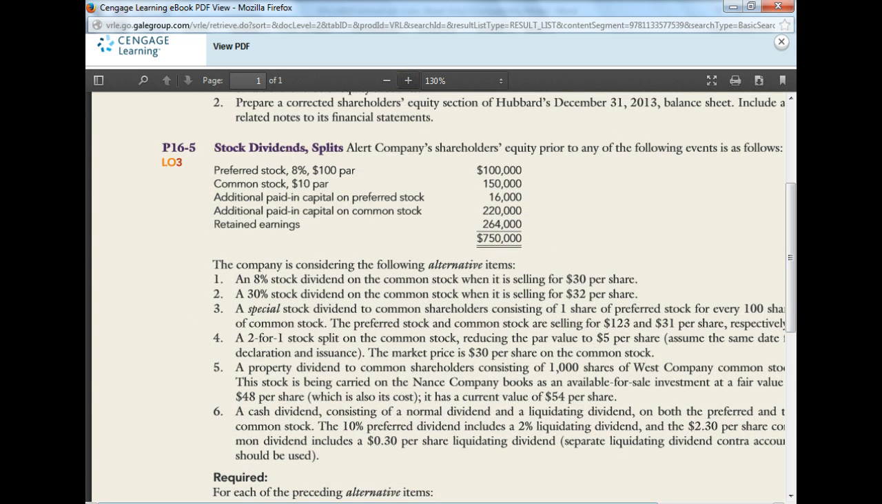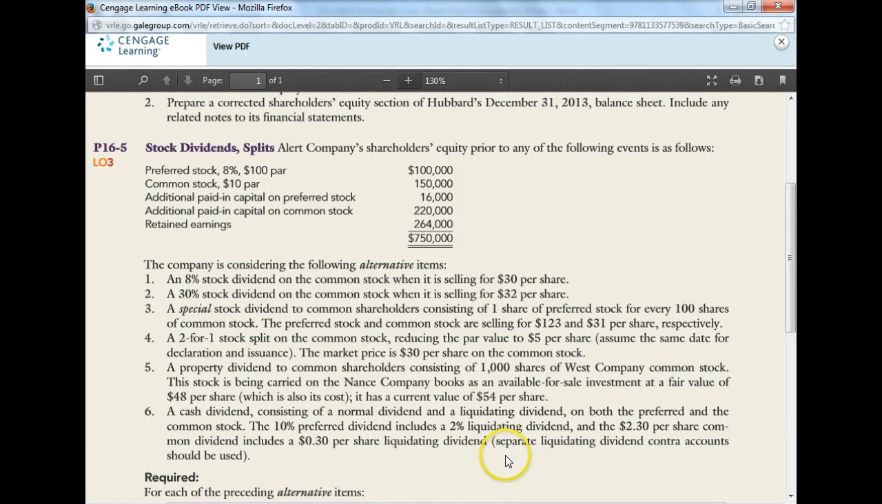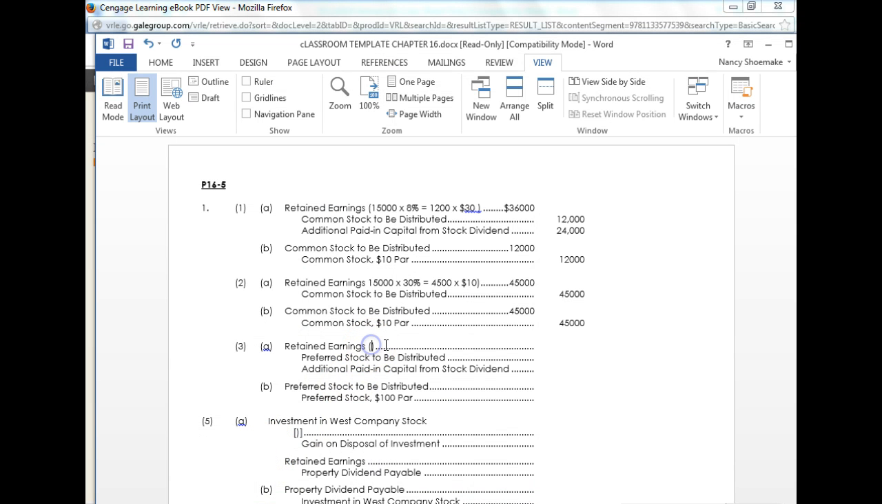A special stock dividend to common shareholders consisting of 1 share of preferred stock for every 100 shares of common stock. The preferred stock and common stock are selling for $123 and $31 per share respectively. So we've got a stock dividend to common, 1 share of preferred for every 100 shares of common stock. The preferred stock is selling for $123, common stock $31. So how are we going to handle this one?